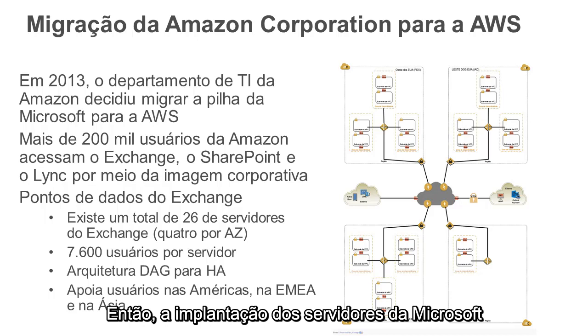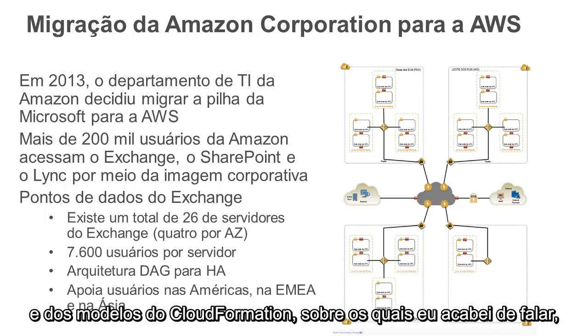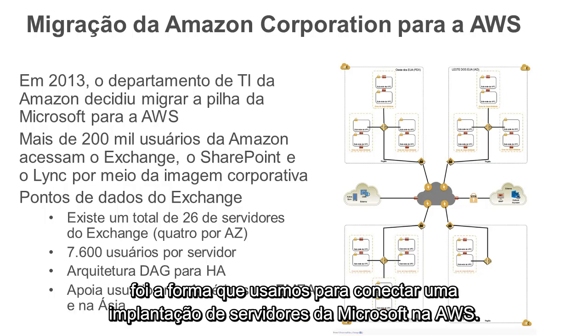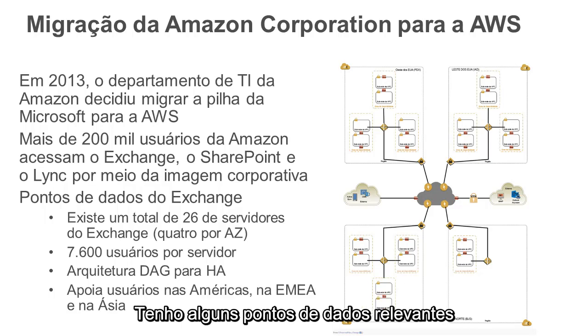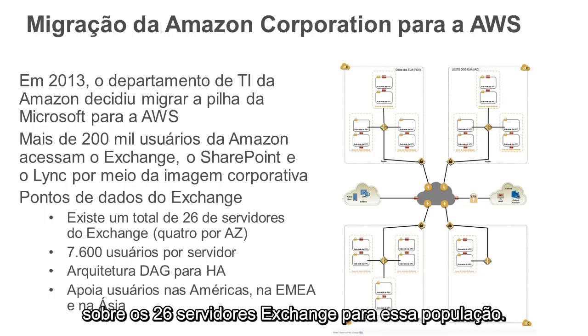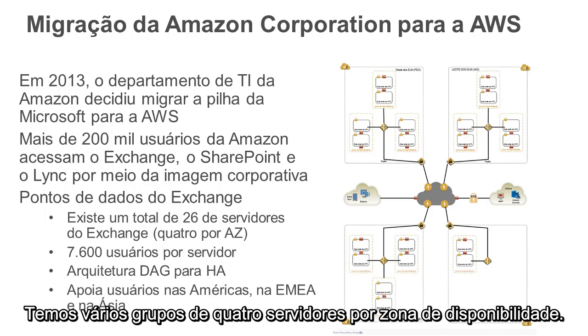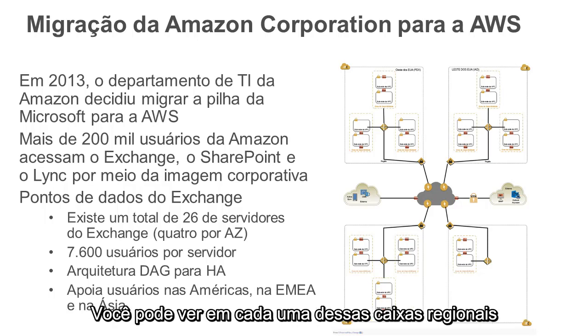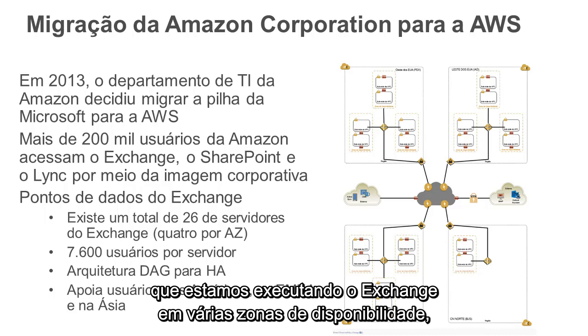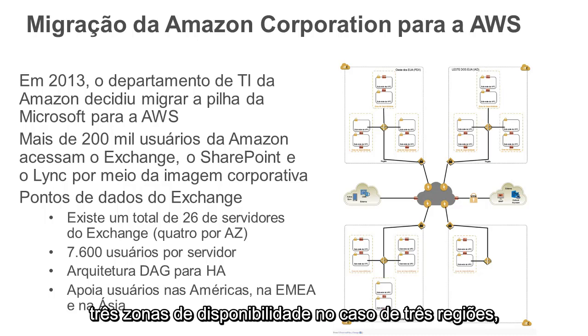So the deployment of the Microsoft servers and the CloudFormation templates that I talked about a second ago are how we've stood up a Microsoft servers deployment in AWS, and I have some data points here around 26 Exchange servers for this user population. We have 4 servers per availability zone. You can see in each of these regional boxes that we're running Exchange across multiple availability zones, 3 availability zones in the case of 3 regions and 2 availability zones in one of the regions.